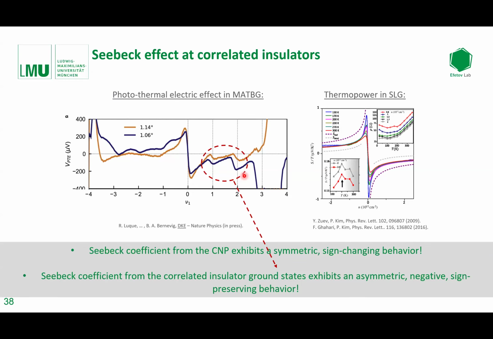However, in contrast, we have observed that at the correlated insulators, for example, at the gaps that are formed at filling factor 1 and 2, we see a very asymmetric Seebeck effect, which is first of all very electron-hole asymmetric, but also to the extent that the hole side of the spectrum remains negative even for hole-like excitations. So even for hole-like excitations, the Seebeck coefficient gives you an electron-like behavior.